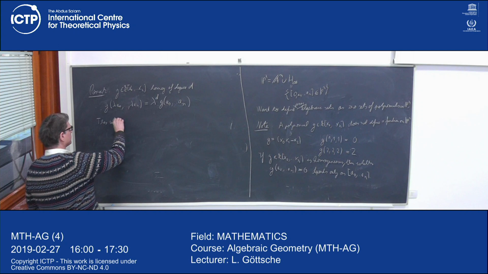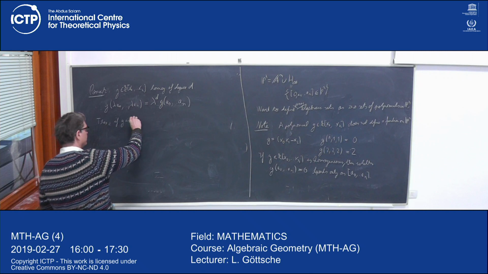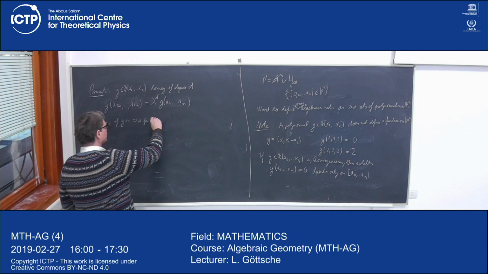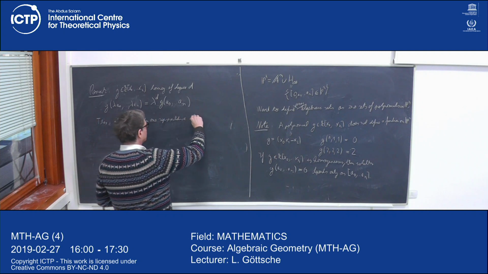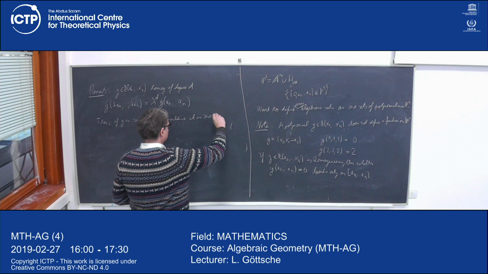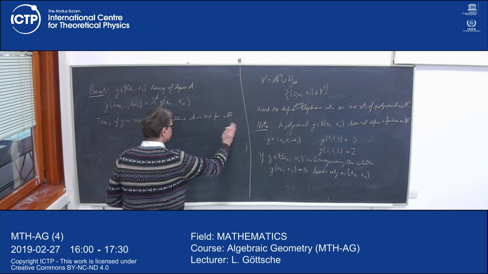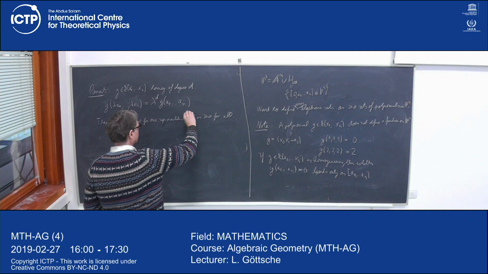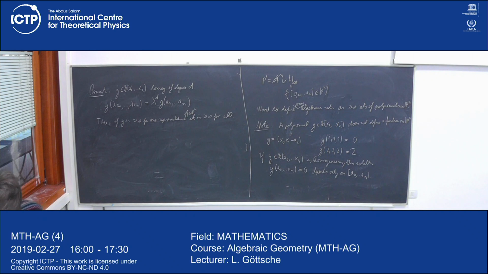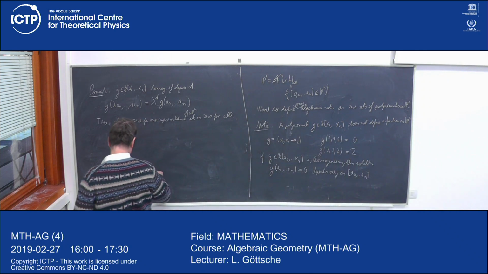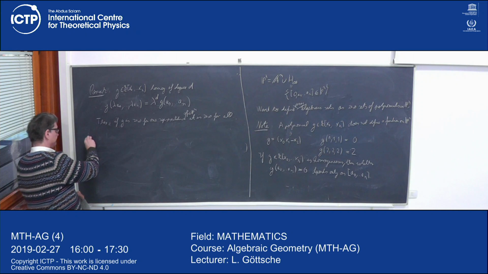So if G is 0 for one representative, it is 0 for all, of a point P in P^n. So we make this the reason for our definition.